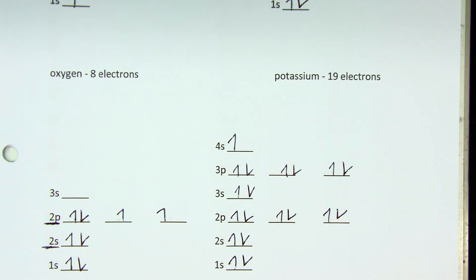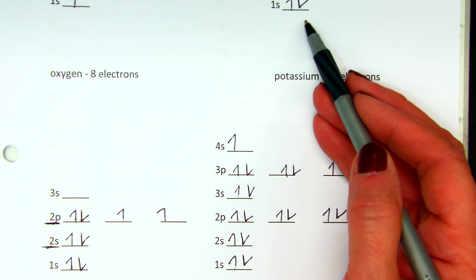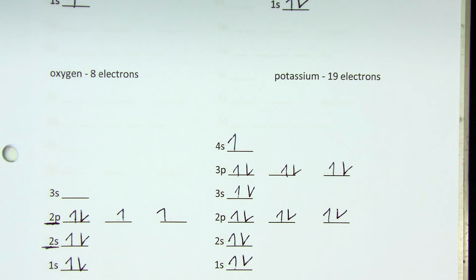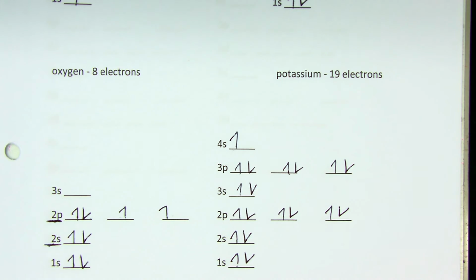How many valence electrons does helium have? 2, because the highest N value that's occupied is N is equal to 1. 1 valence electron here.